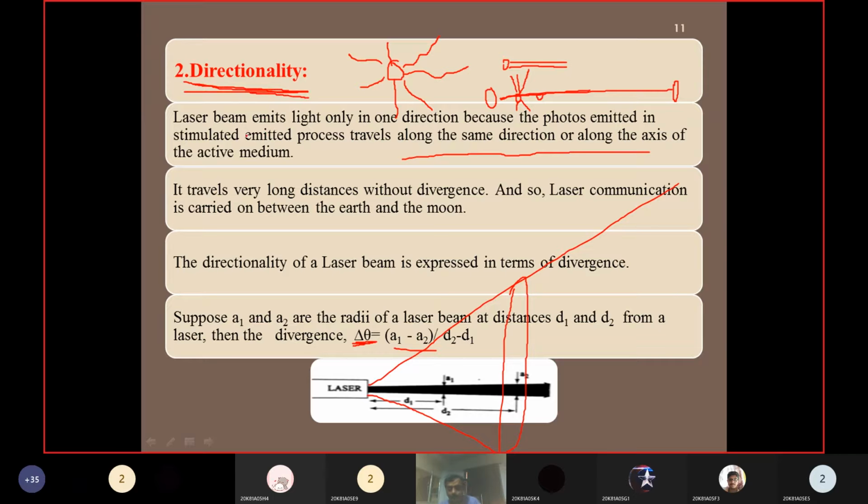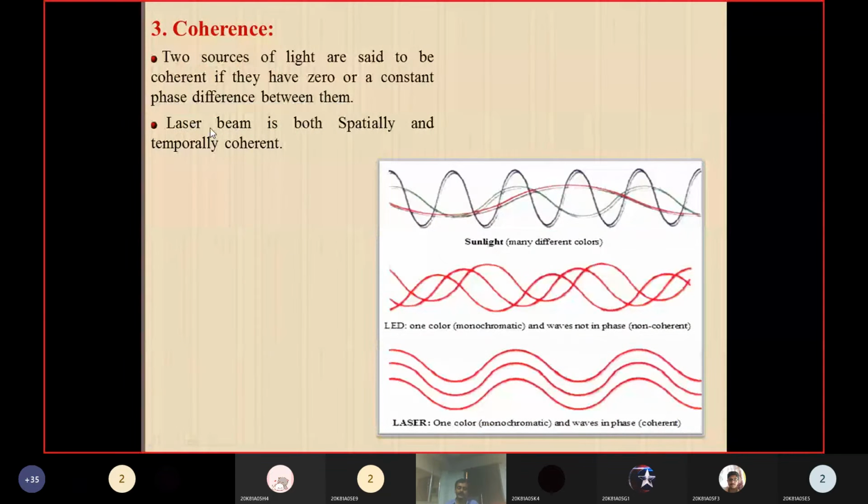Understood? Yes. Now coming to coherence. This is also a very important property. First of all, what is coherence? Two sources of light are said to be coherent if they have zero or constant phase difference between them. While comparing two waves, we say the two waves have zero or constant phase difference.